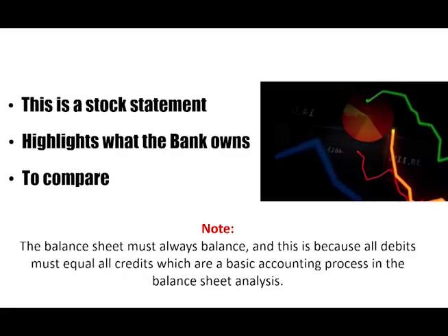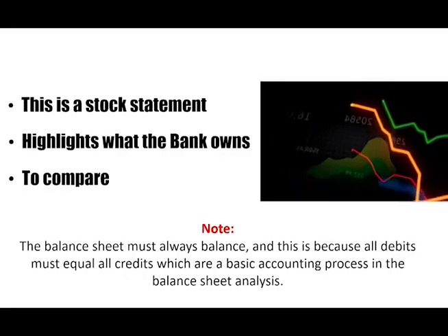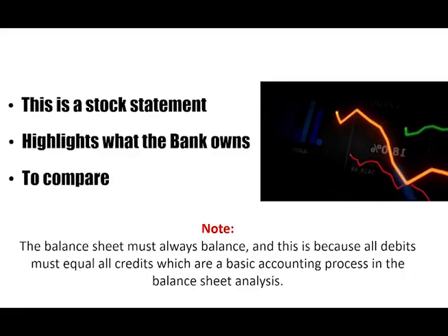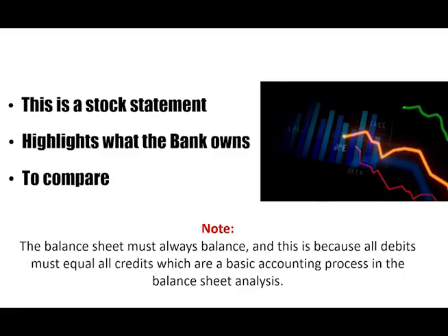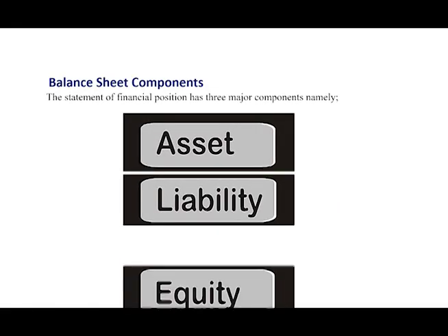Note, the balance sheet must always balance. This is because all debits must equal all credits, which is a basic accounting process in balance sheet analysis. Components of the statement of financial position. The statement of financial position has 3 major components, namely assets, liability, and equity.